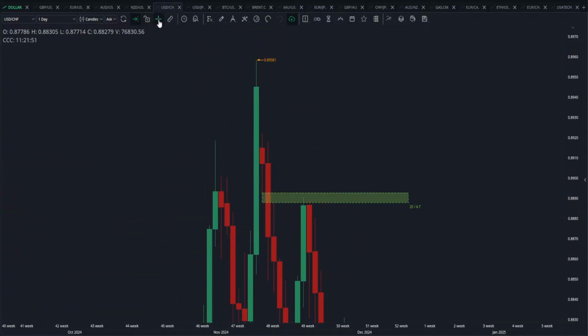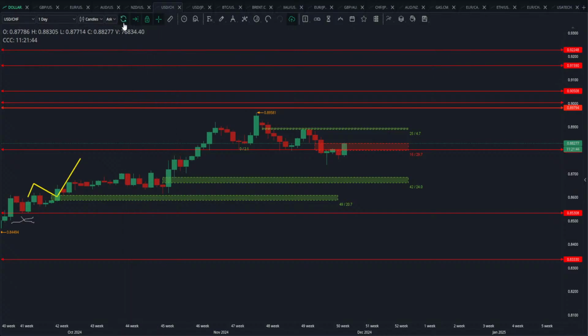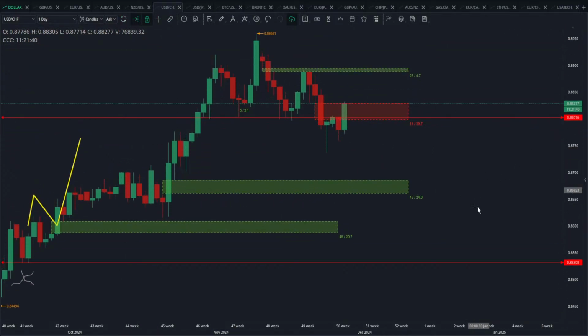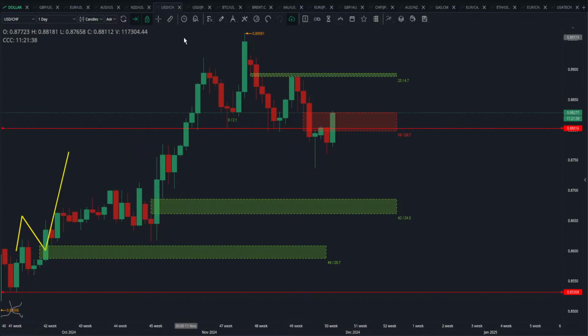Now that can be around 0.8887, or to round off, 0.8888. Okay, so that will be my target if the price today closes above this fair value gap high.